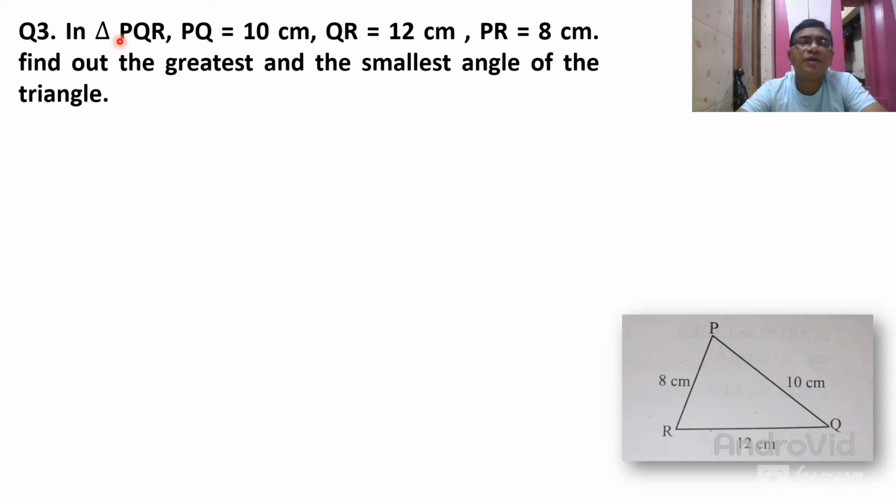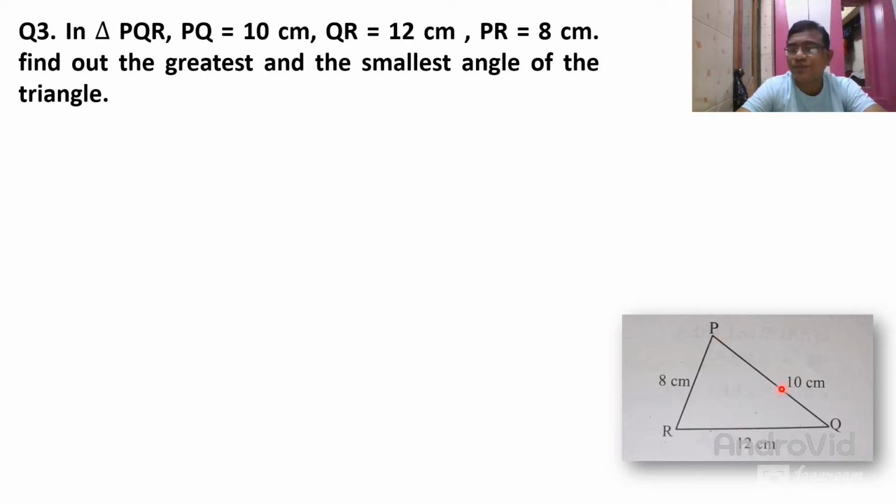Problem number 3. In triangle PQR, PQ is equal to 10 centimeters, QR is equal to 12 centimeters, PR is equal to 8 centimeters. Find out the greatest and the smallest angle of the triangle. It is very simple. See my students, PQ is 10 centimeters, 8 centimeters, and this is 12 centimeters. The greatest length, its opposite angle is greatest. So QR is the greatest length, so opposite angle P is greatest.